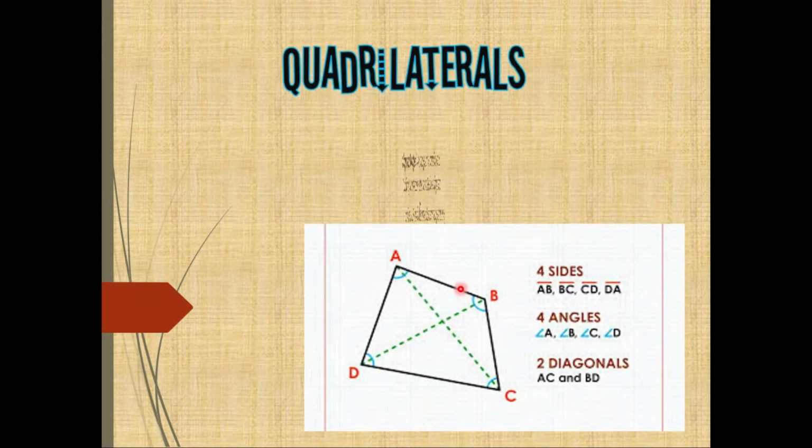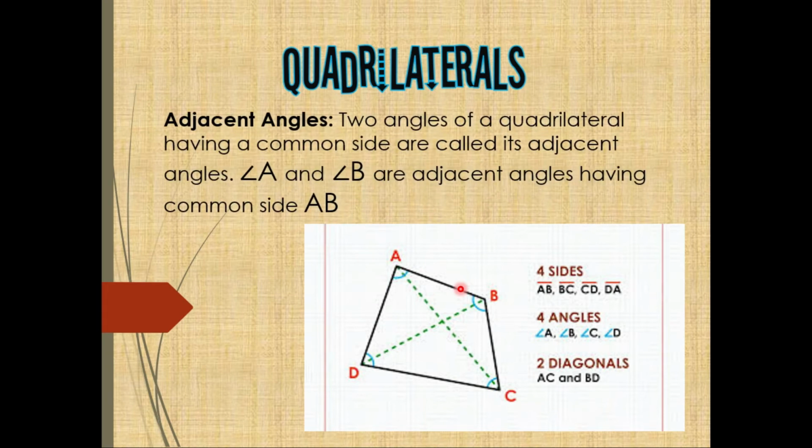Next is adjacent angles. Earlier we studied adjacent sides, now we are seeing adjacent angles. So what are adjacent angles? Two angles of a quadrilateral having a common side are called adjacent angles. Like angle A and angle B. They have a common side between them, that is AB. So angle A and angle B are said to be adjacent angles.